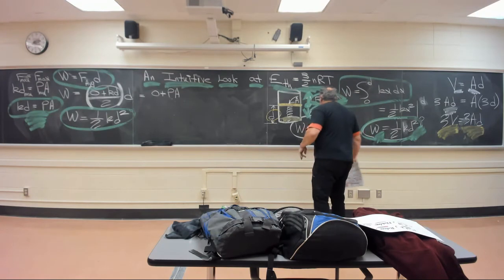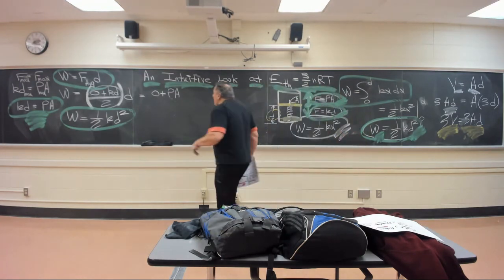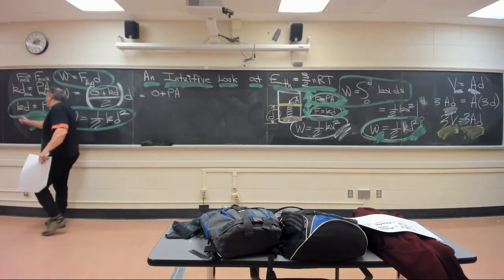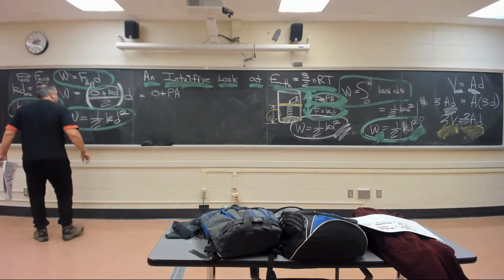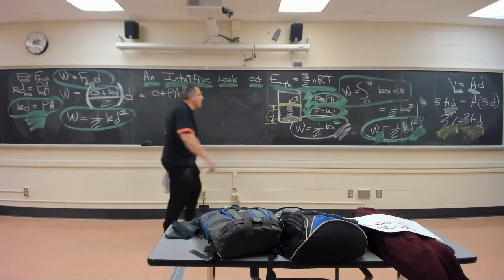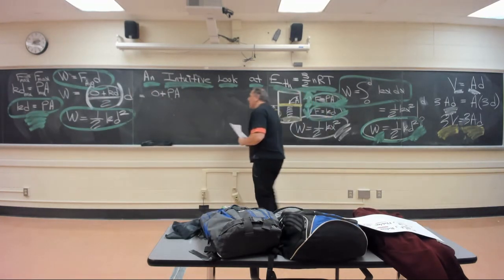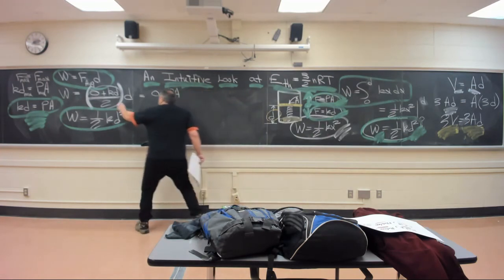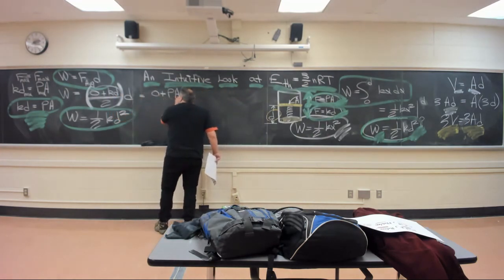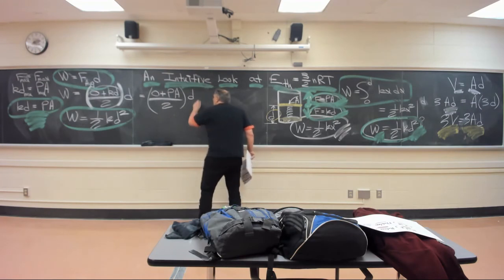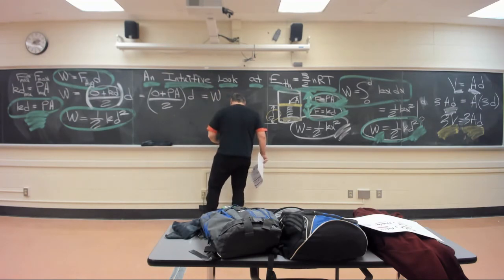F equals KD. The maximum force is F equals KD. It's also equal to P times A. And these are equal and opposite. We already delivered that speech. So KD is PA, divided by 2 times the distance D. That's equal to work.